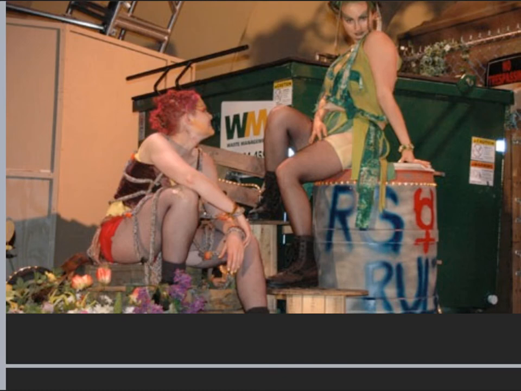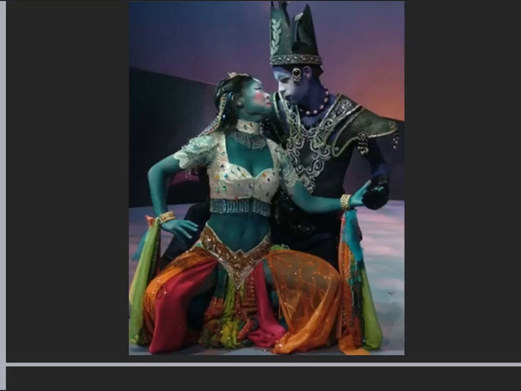Here's another production, and here are two fairies hanging out in their forest. So, what do you make of these fairies? How do you feel about them, and what do you think of their forest? And here's another example of the fairy king and fairy queen. What's going on here?